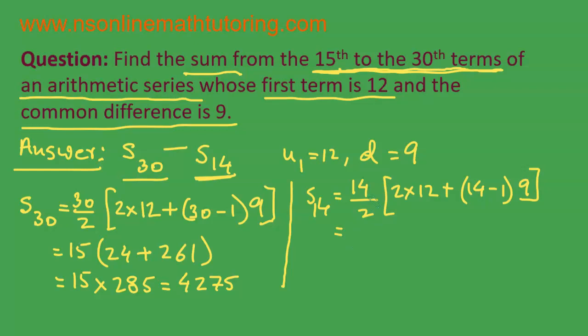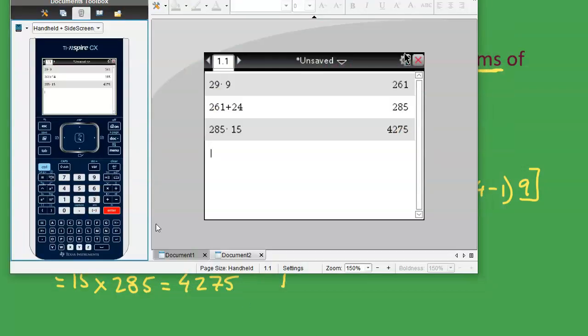So this is equal to 14 over 2 is 7. 2 times 12 is 24. And 14 minus 1 is 13. 13 times 9, so it is 13 times 9, 117.